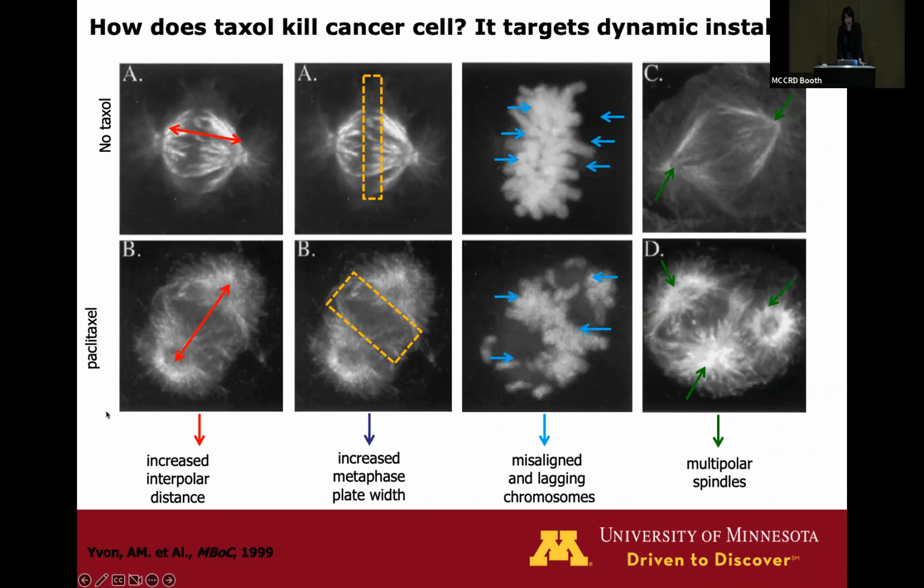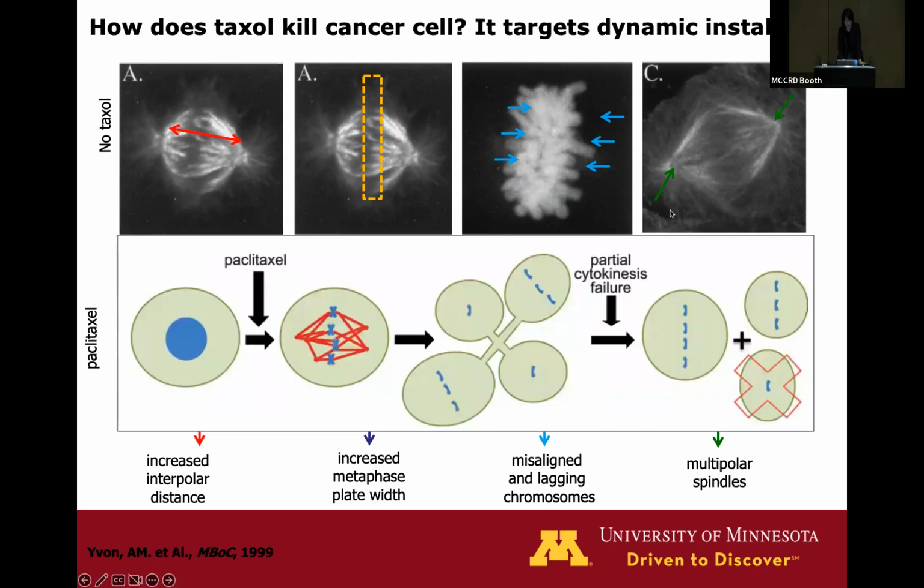Now, when you are in the presence of paclitaxel, it doesn't kill the cells as they are dividing the first time around, right? But paclitaxel causes hyperstabilization of microtubules. That leads to a number of phenotypes, including an increased interpolar distance and an increased metaphase plate width that result in misaligned chromosomes that are now pulled in many different directions, because this cell is actually dividing on multipolar spindles.